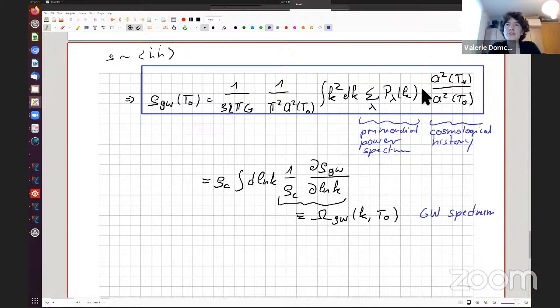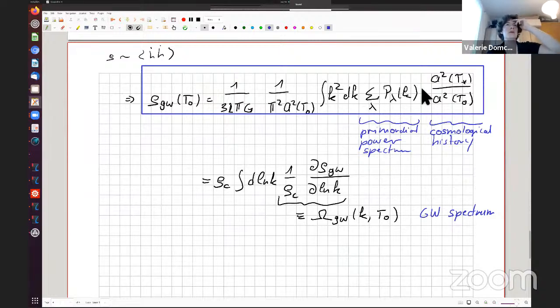Yeah, this is confusing notation. I fully agree, right? Because normally you would call with omega just the total fraction with respect to the critical energy density. But here it's not, right? Here it's a spectrum, and if I integrate over omega, then I get back what you would normally expect to be called omega.